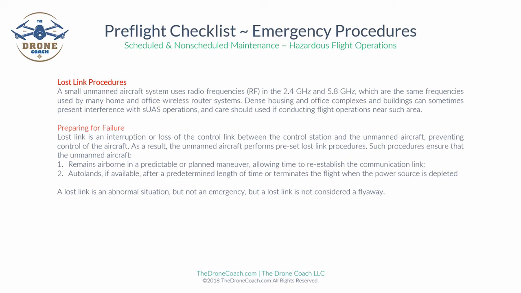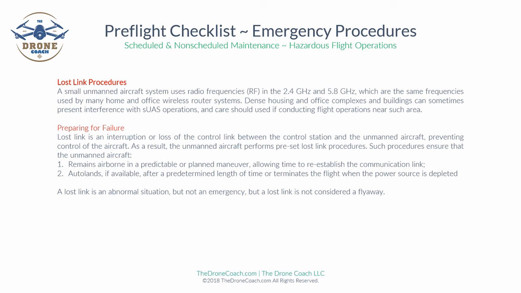office complexes. Now, a lost link is an interruption or loss of the control link between the control station and your sUAS, and it prevents control of the aircraft. As a result, the unmanned aircraft typically performs preset lost link procedures. Such procedures ensure that the unmanned aircraft perhaps remains airborne in a predictable or planned maneuver, allowing time to reestablish the communication link, or perhaps it's programmed to auto-land and return to home, if available, after a predetermined length of time, terminates the flight, or when the power source is depleted.